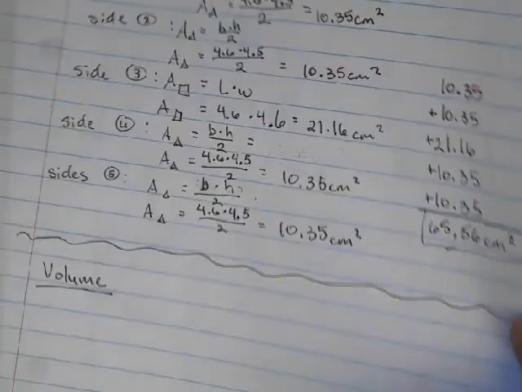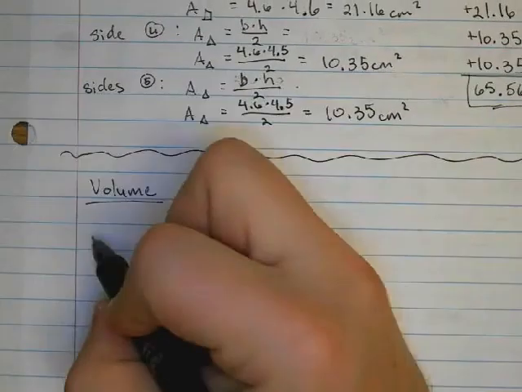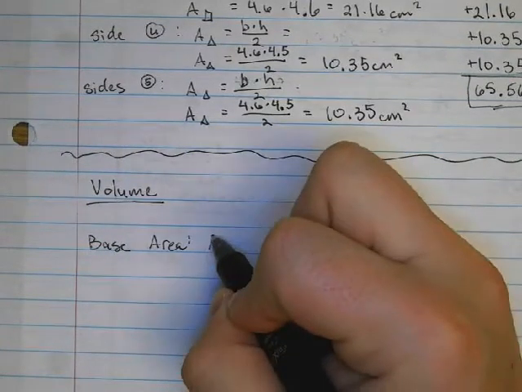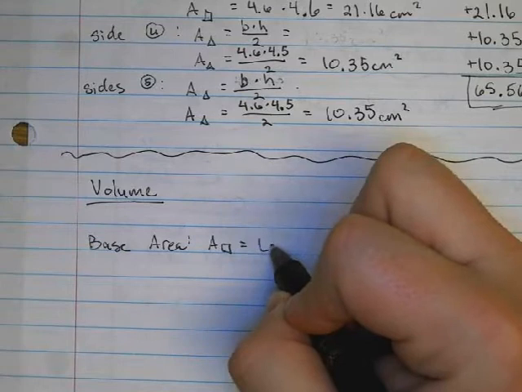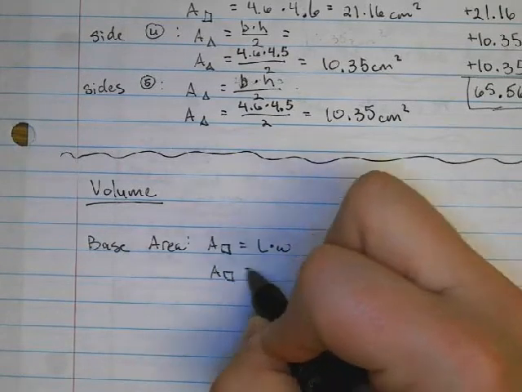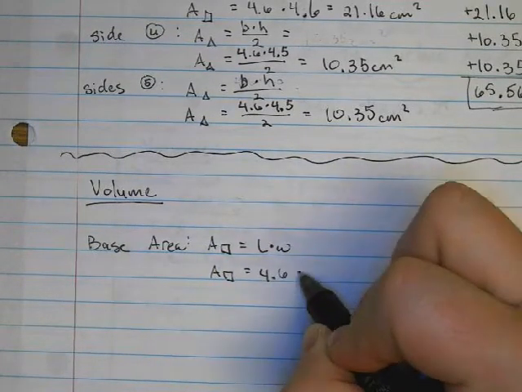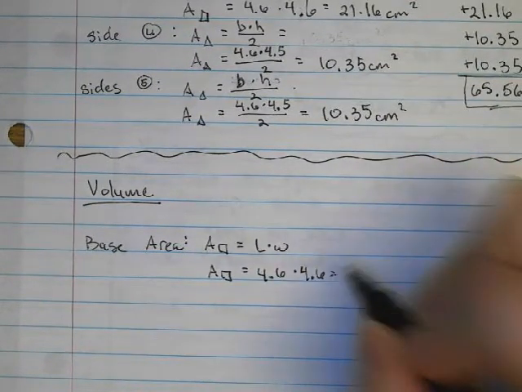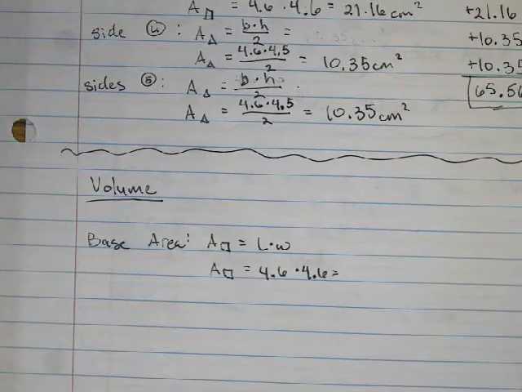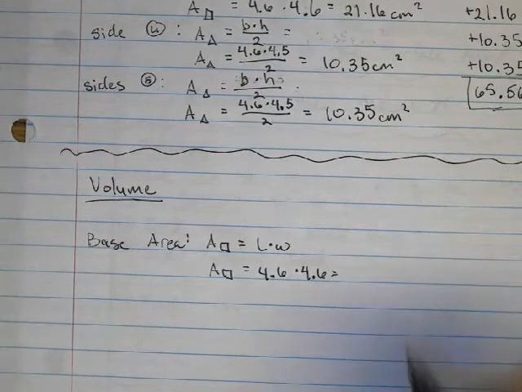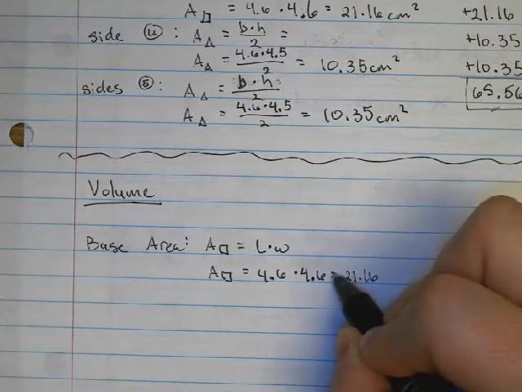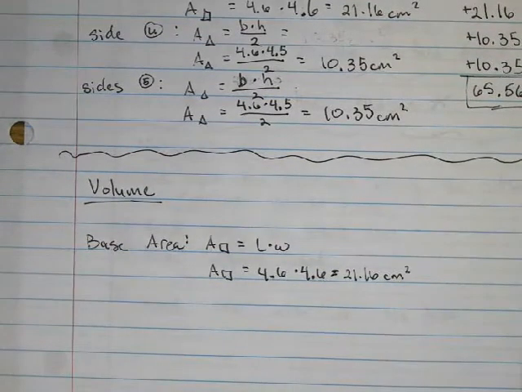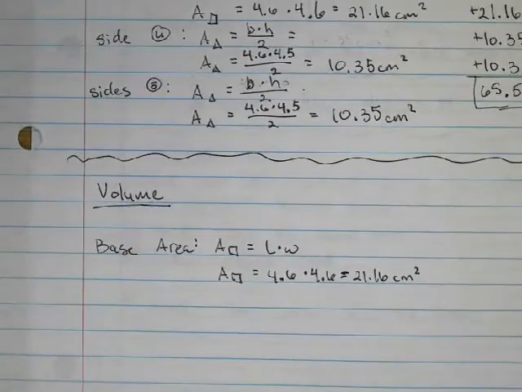So on the assignment, I'll go to volume, and I'll write base area. Area of a rectangle is equal to length times width, and then mine is 4.6 times 4.6, which equals 21.16. And since this is area, remember our units are centimeters squared. Squared those units because we're finding area.